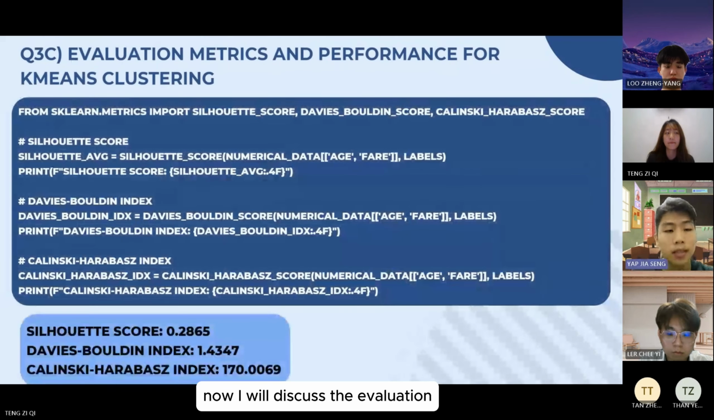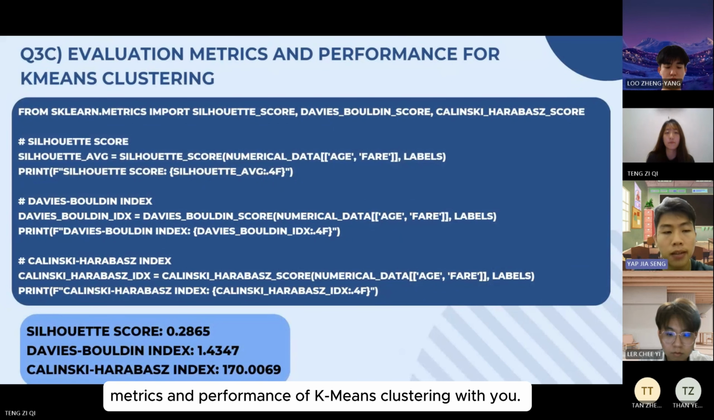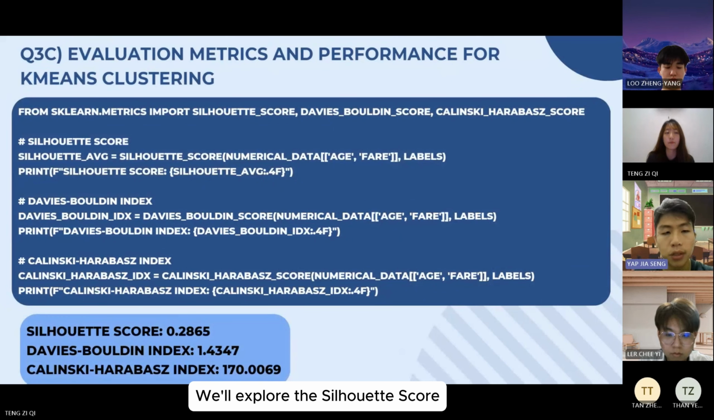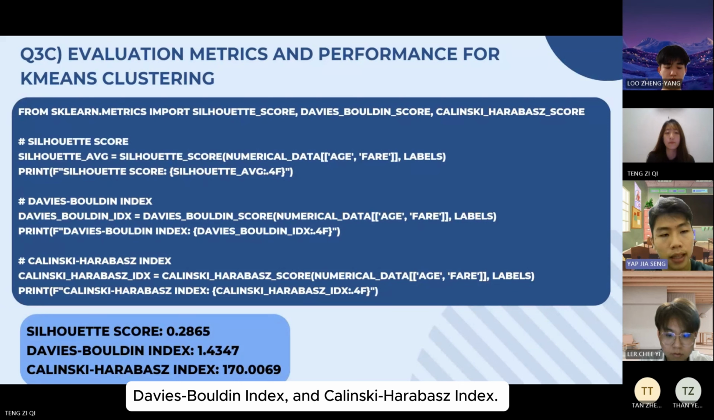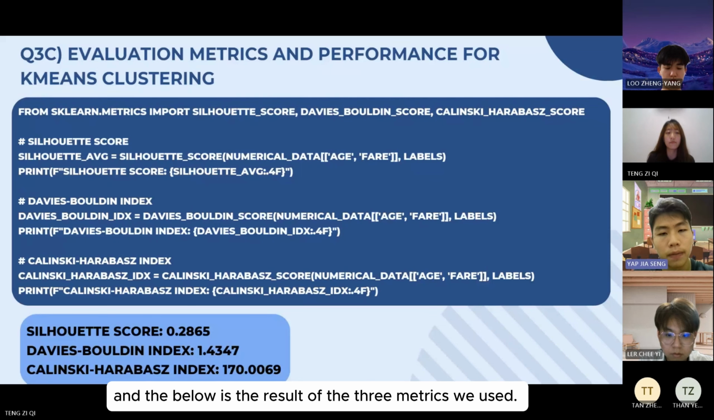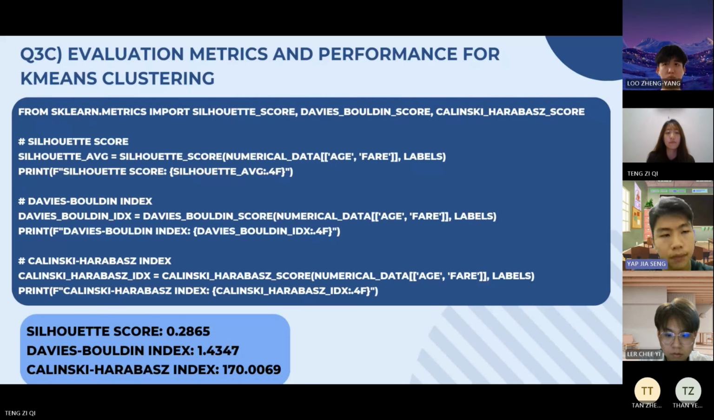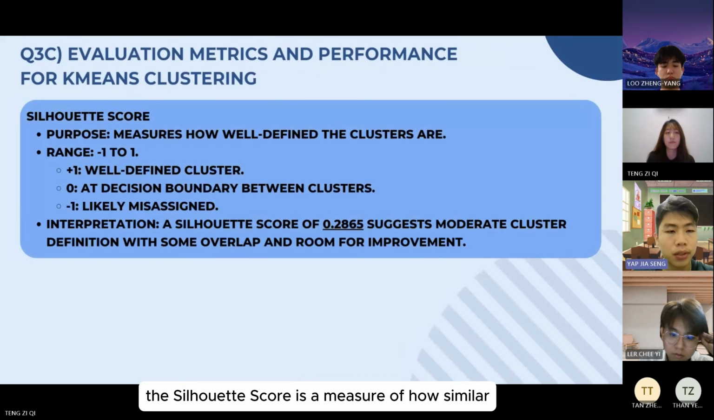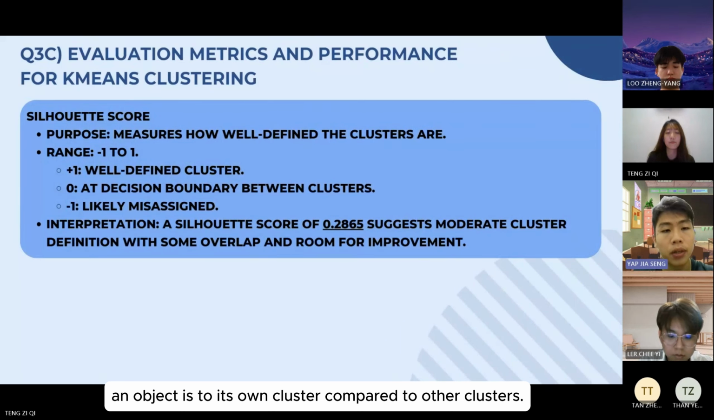Now, I will discuss the evaluation metrics and performance of K-means clustering with you. We'll explore the silhouette score, Davies-Bouldin index, and Calinski-Harabasz index. So we can see the above is the code and the below is the result of the three metrics we use. So first, the silhouette score is a measure of how similar an object is to its own cluster compared to other clusters.